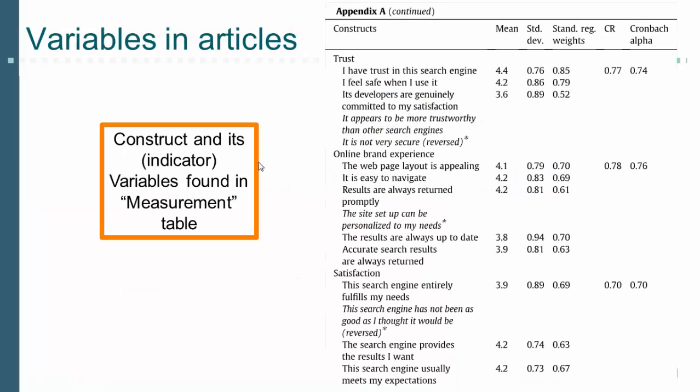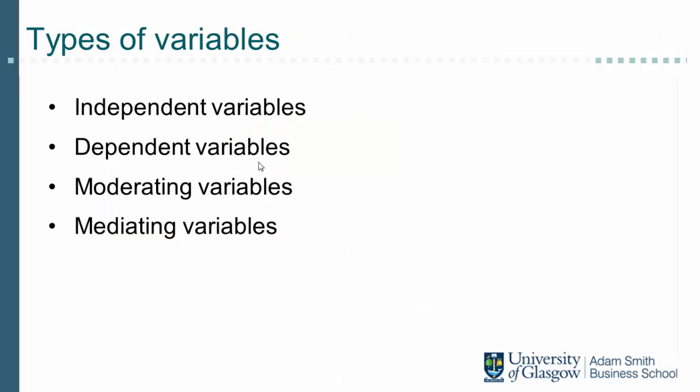Have a look at a different set of variables. Incidentally, variables are typically found in a section of methodology referred to as measurement. Here is a piece of that section taken from my published article. This example shows a set of variables, and please note that satisfaction is here towards the bottom. There are different types of variables, and from the point of view of data analysis, it's important to distinguish between independent, dependent, moderating, and mediating variables.